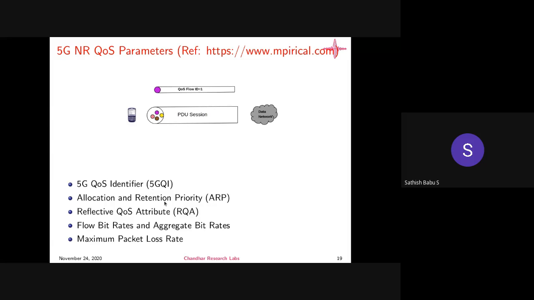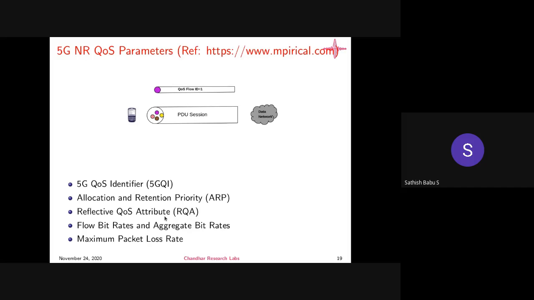Next one is allocation and retention priority. For example, right now 4 users are there, and suddenly a 5th user enters the network. It will first see what type of data traffic the 4 users have. Then it will see what kind of service this newly entering 5th user is asking for, whether the service is given immediately or he is put into wait mode, given some priority number, wait list 1, 2, 3. All those things are handled by allocation and retention priority, ARP. Next one is the reflective QoS attribute.